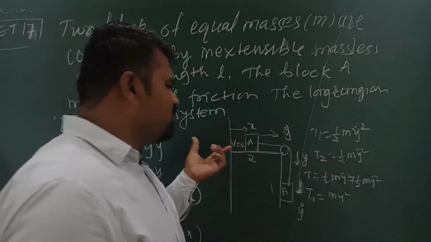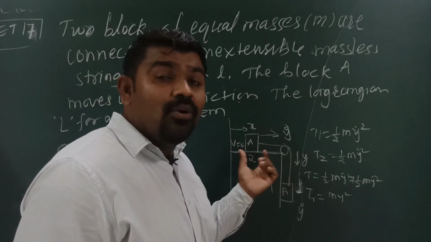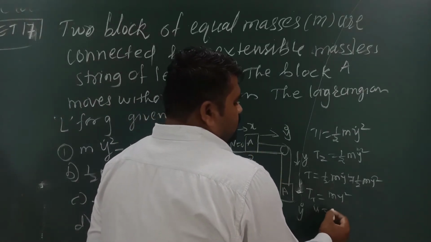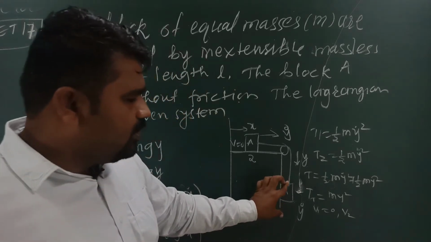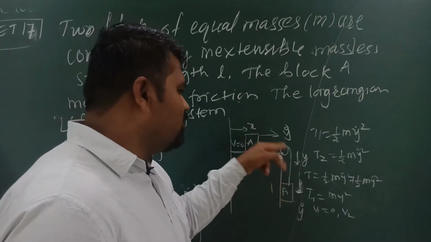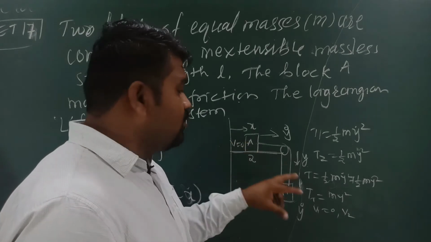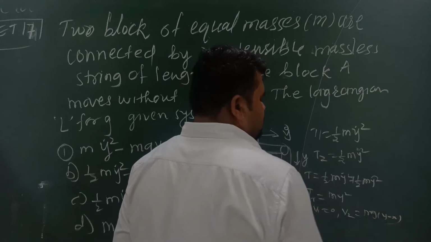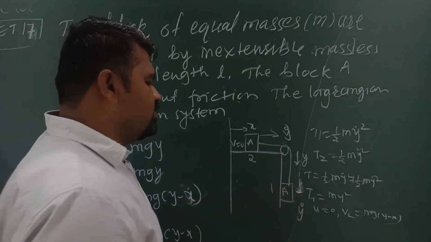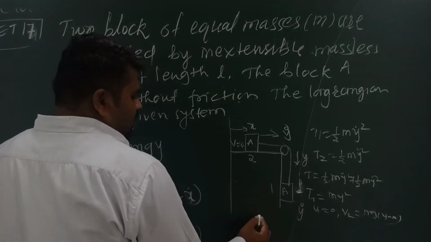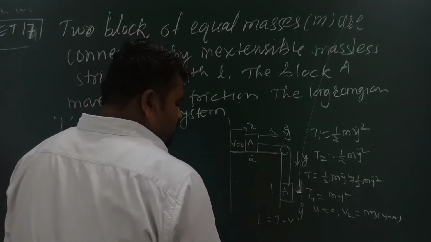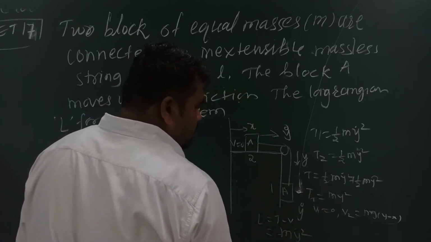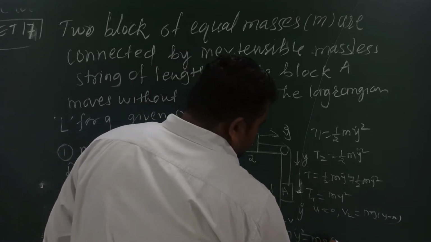Next, potential energy. This particle is moving in a horizontal direction, so height difference is 0, meaning potential V1 is 0. V2 depends only on this particle. How much is this particle displaced? By x amount. But how do we find the x value? The height is y minus x, so the potential energy is minus mg (y minus x). Got it? Then the total is the Lagrangian. L is equal to kinetic T minus V. What is the kinetic energy? 1 by 2 and 1 by 2 get cancelled, giving m y dot square, and minus mg (y minus x).